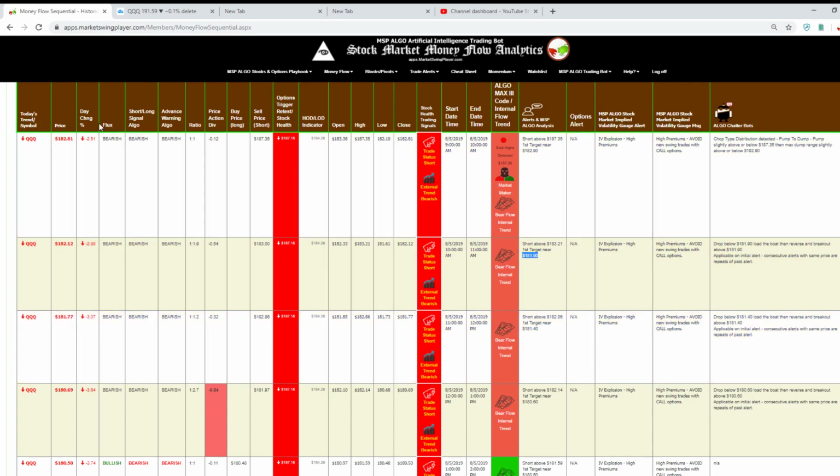Another thing you could do is see where's the sell price. Where are they selling? 183. So on the next time frame, when price gets near 183, you want to what? Short. So you may want to buy what? About a 182 put, a 181 put. But we know this is not the day to be loading the boat, because when this alert comes out, high premiums, avoid new swing trades with call options. Normally that means the market is extremely bearish. And you don't want to buy anything to say this is going to go higher at that time. Okay?